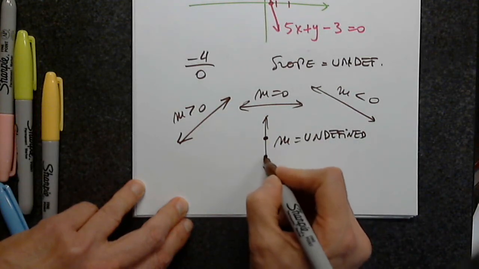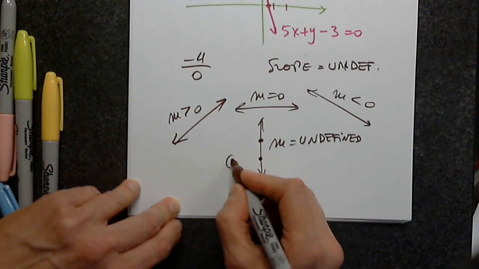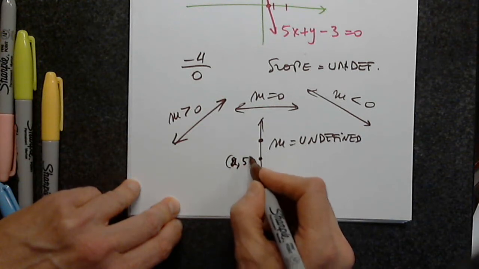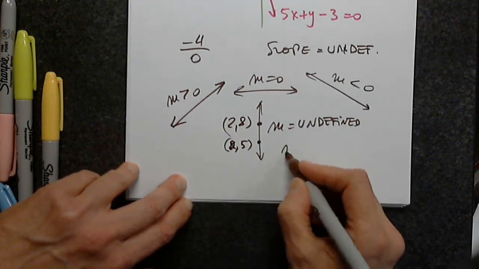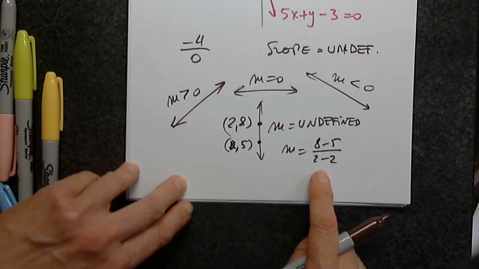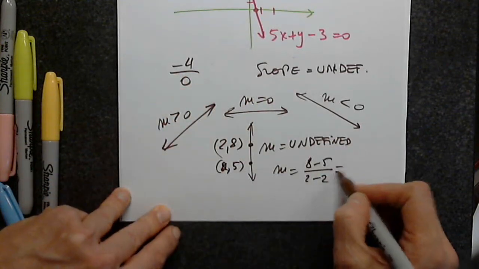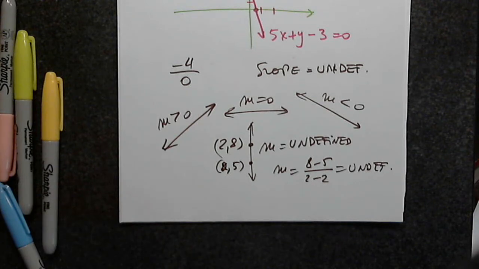Well, here's why. If you choose 2 points on this line, they will have the same x, let's say 2 comma 5 and 2 comma 8. See, the slope will be 8 minus 5 over 2 minus 2, which is 0 in the denominator. Negative 4 over 0 is undefined. It does not exist. Division by 0 does not give any number. Every time we divide by 0, we have to write undefined.